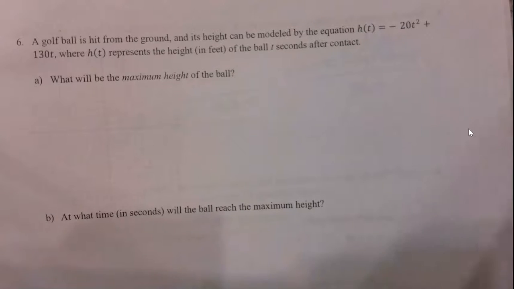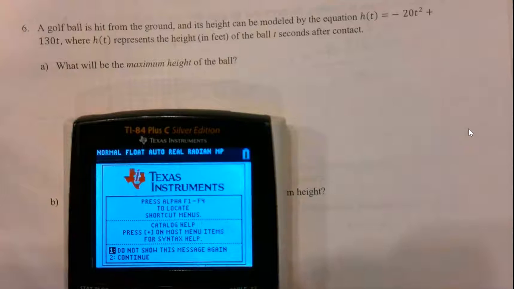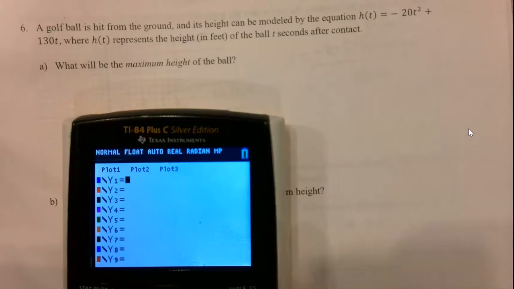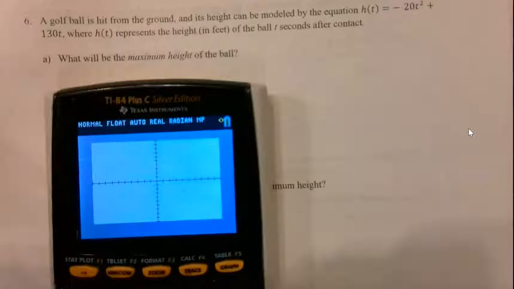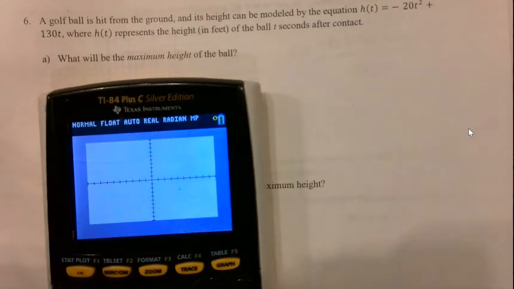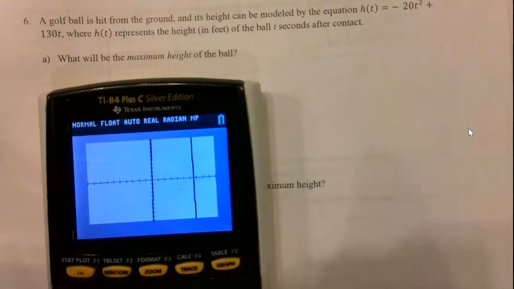So what I am going to do is take my calculator and go to y equals. I'm going to type in the equation, and instead of t, I'm going to use x. And then I'm going to graph it. Hold on. I did not type it in. Oh, I did type it in. Then I'm going to go back to the graph.